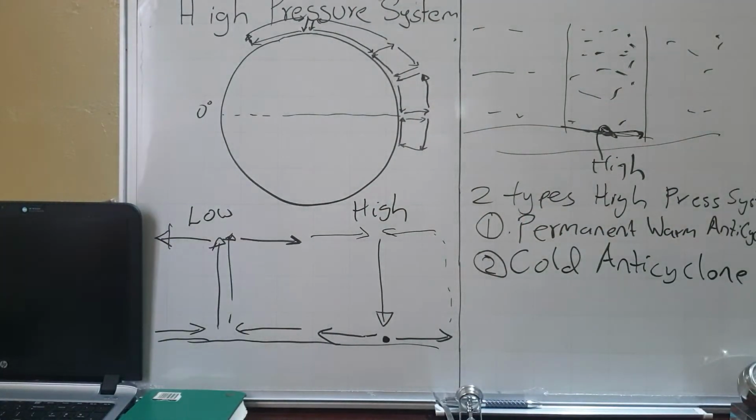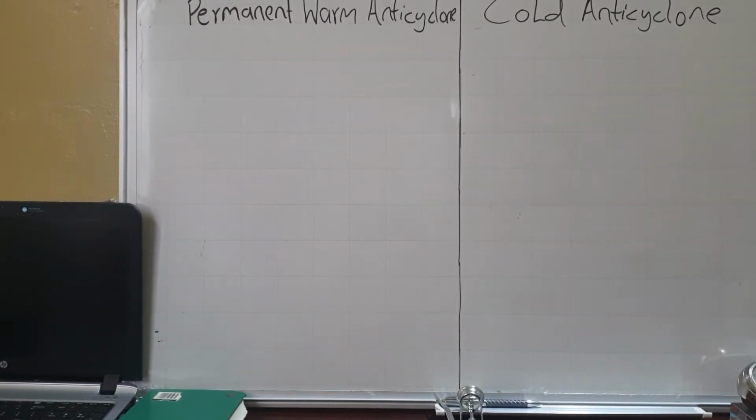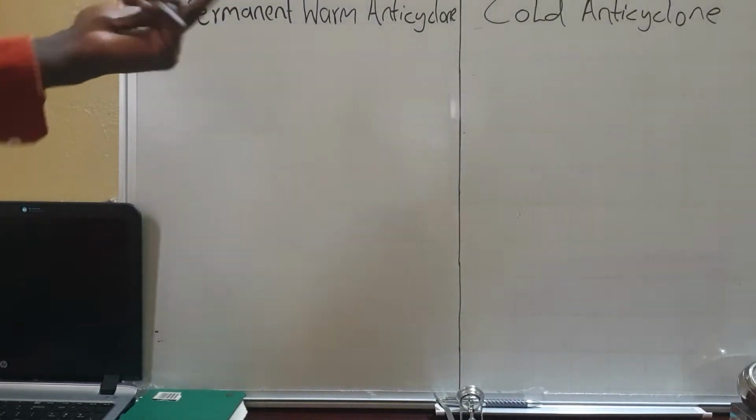Good. So having said that, now we want to look at the two of them concurrently, so that we demystify how we can relate to the two. Okay, so now we are on permanent warm anticyclone and cold anticyclone. All of these are high pressure systems, and there's another one that we will look at, called temporary anticyclone. So don't worry about that. So now we have the two. So how are they formed?